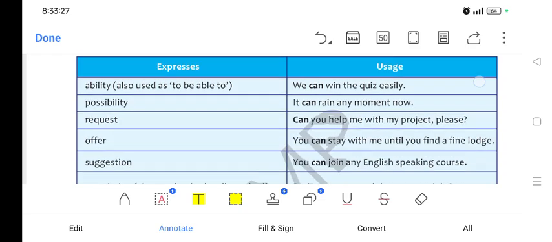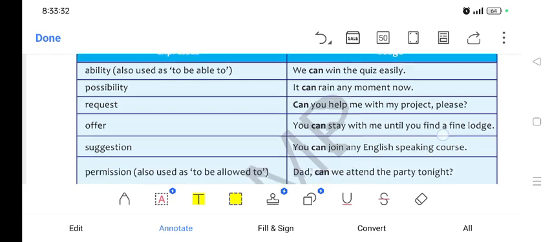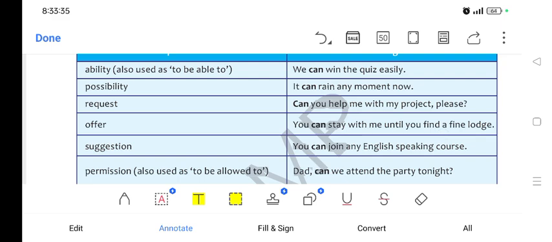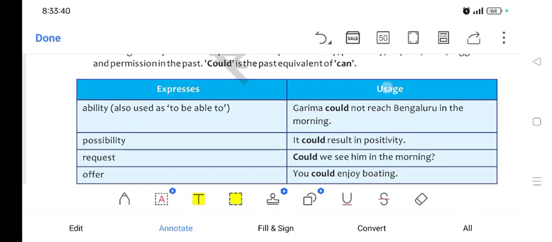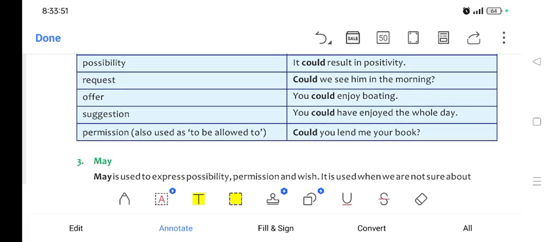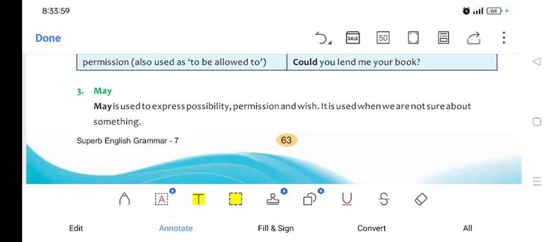So, the use of modals: why do we use can and could? You just go through that. Can is used to show ability, possibility, request, offer, suggestion, permission. The same goes for could. Could is the past tense of can, and it is also used to express ability, possibility, request, offer, suggestion, and permission. Why do we use may? May is used to express possibility, permission, wish. It is used when we are not sure about something.